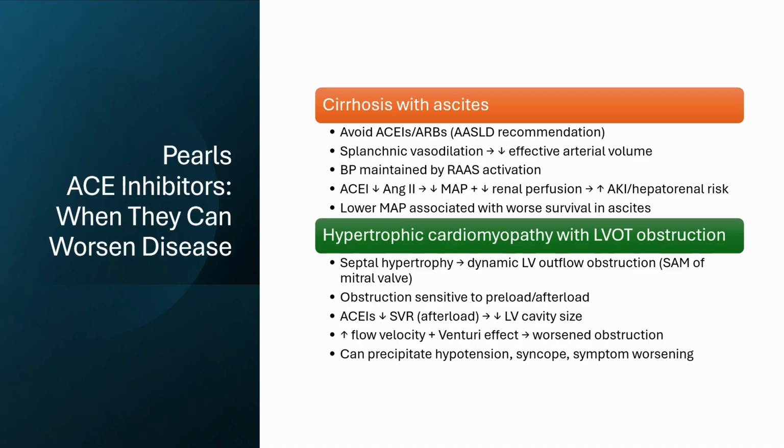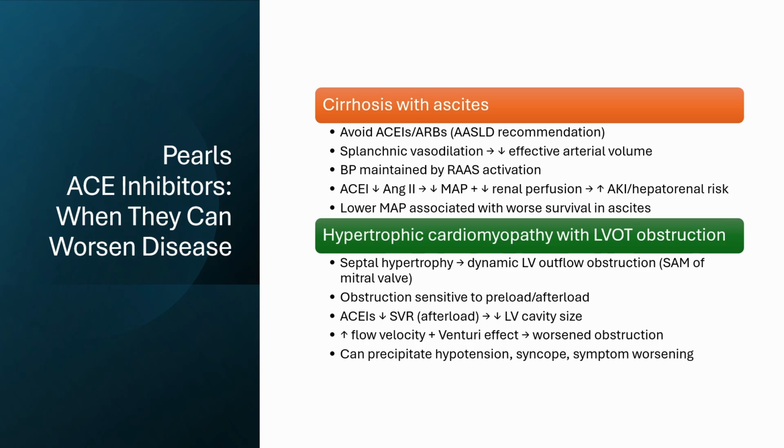Hypertrophic cardiomyopathy is an inherited heart disease. The muscles of the heart become abnormally thick, especially the interventricular septum. These patients often develop left ventricular outflow tract obstruction. This obstruction is highly sensitive to loading conditions. ACE inhibitors reduce afterload, which in most cases is beneficial, but not in hypertrophic cardiomyopathy.